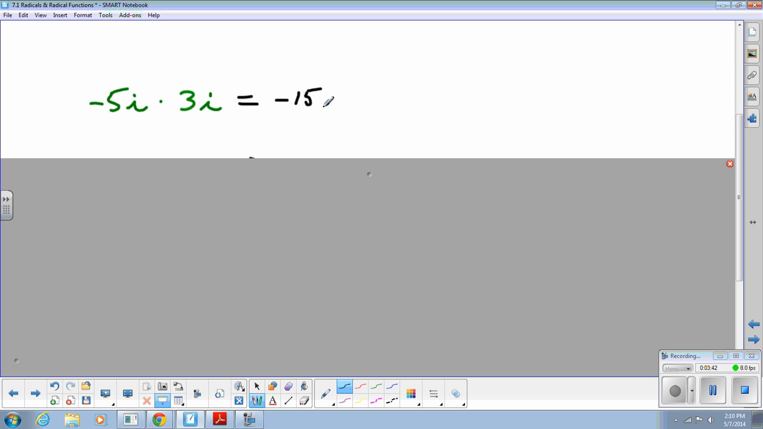Well, that's i squared. If you wrote down from the first lesson, you have i squared, i cubed, i to the fourth. i squared we know to equal negative 1. So now I'm going to change this. This is like negative 15 times negative 1. And negative 15 times negative 1 is positive 15. So my final answer here is positive 15.